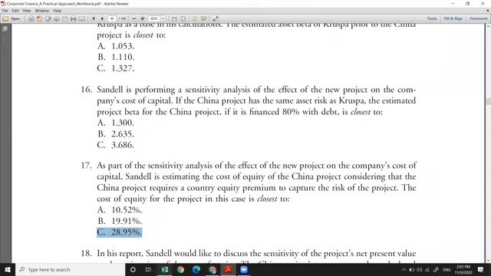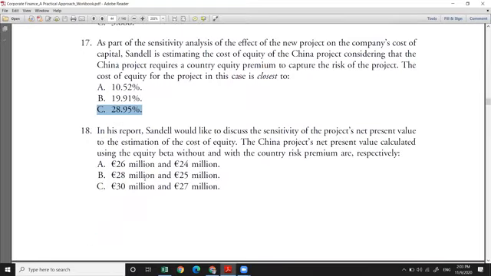Now we are coming to question 18, which is a bit comprehensive, where you need to calculate the cost of equity on one side. In this report, Sandel would like to discuss the sensitivity of the project's net present value to the estimation of the cost of equity. The China project's net present value calculated using the equity beta, without and with the country risk premium, are respectively. So the net present values without and with country risk premium are here: 26, 28, 30, and 27.